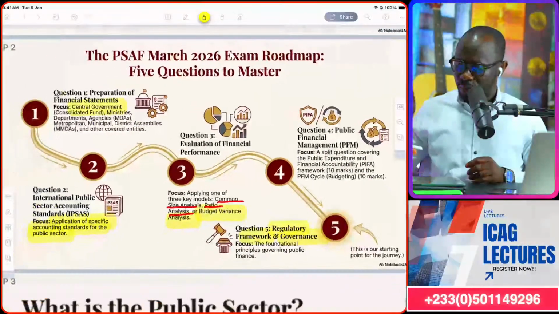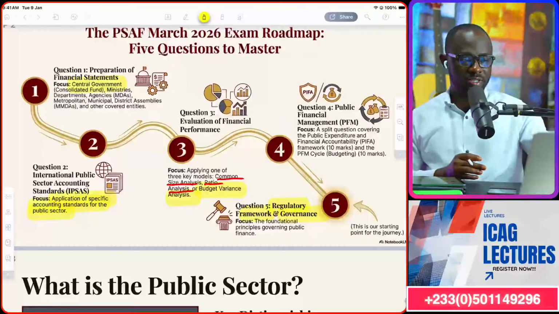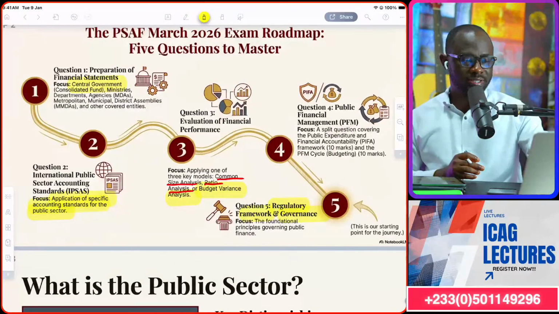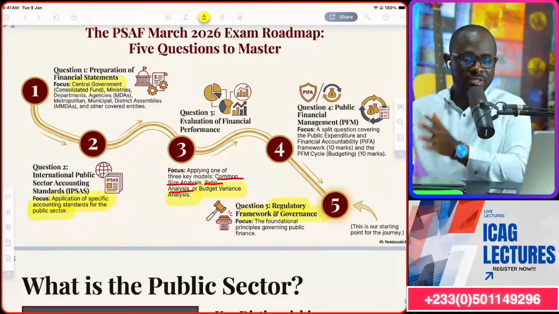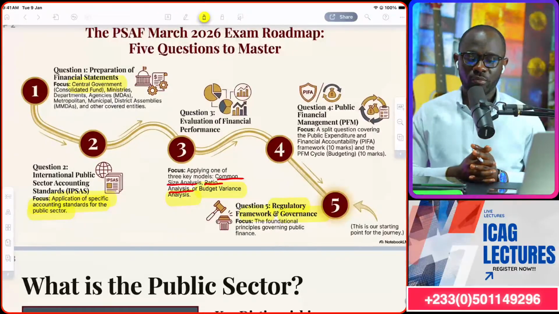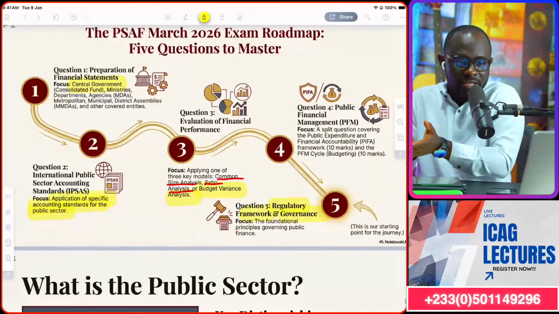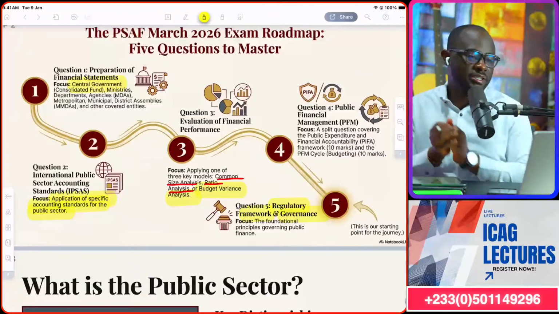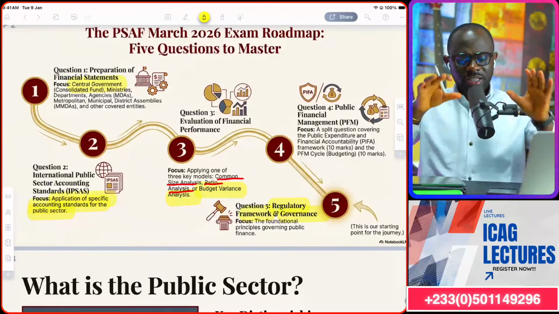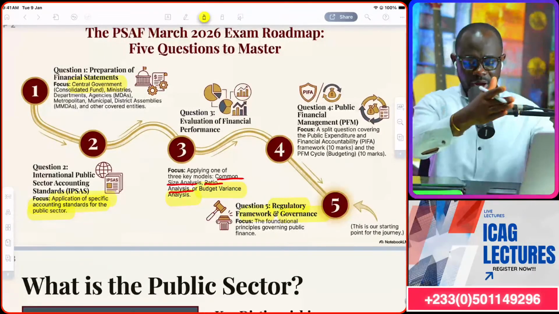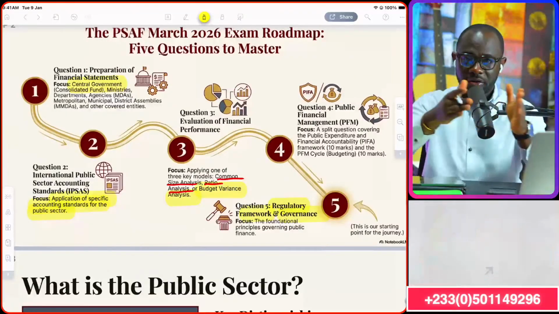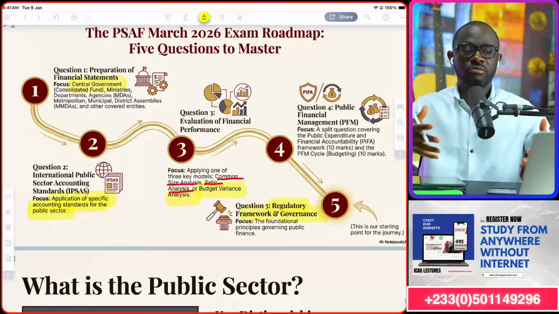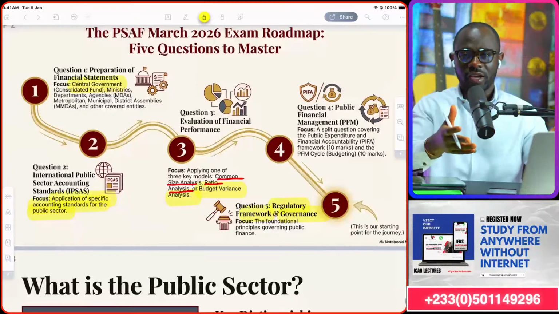So when it comes to public sector accounting and finance, for the March 2026 examination, these are the things that we need to be mindful of, and these are the things that the examiner will be getting excited about. And this is, again, the breakdown of the syllabus and the various things you must understand when it comes to public sector accounting and finance.